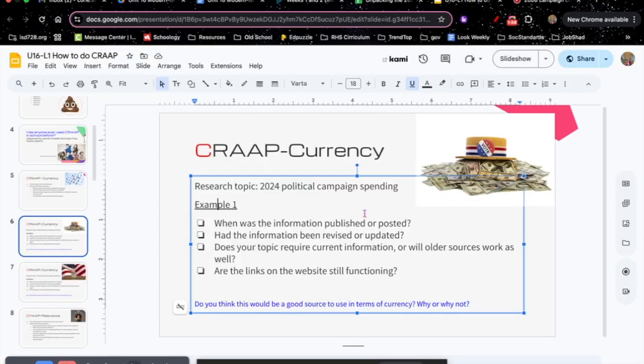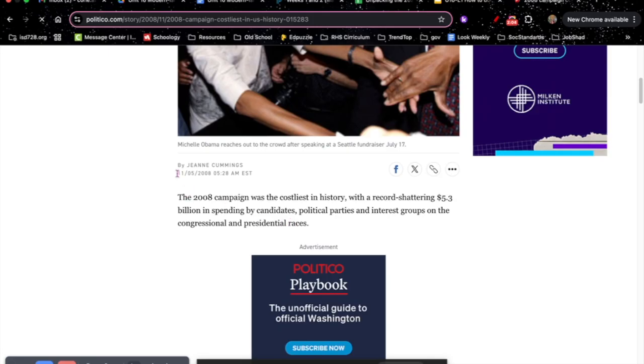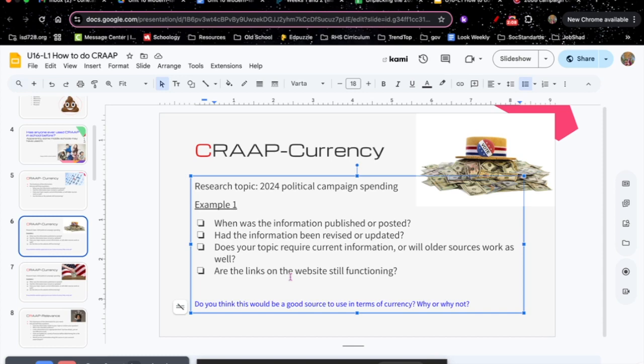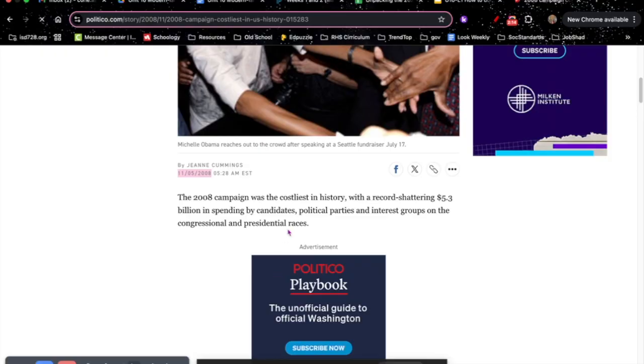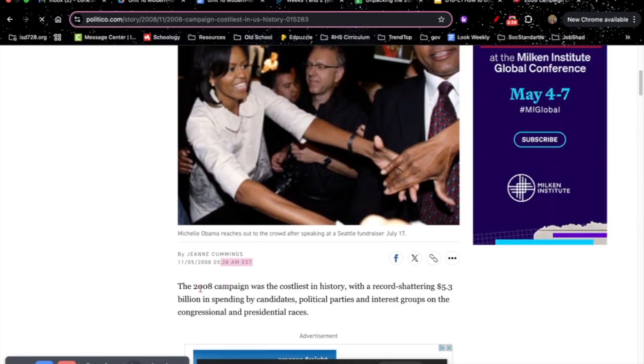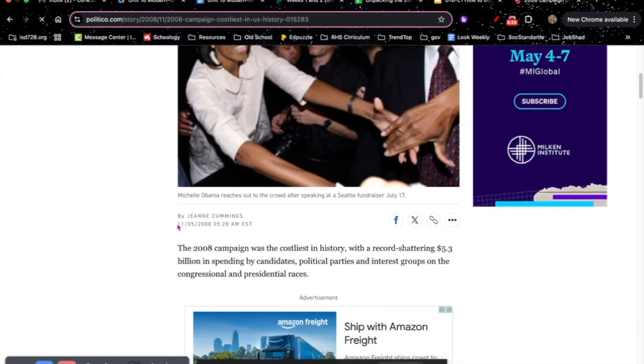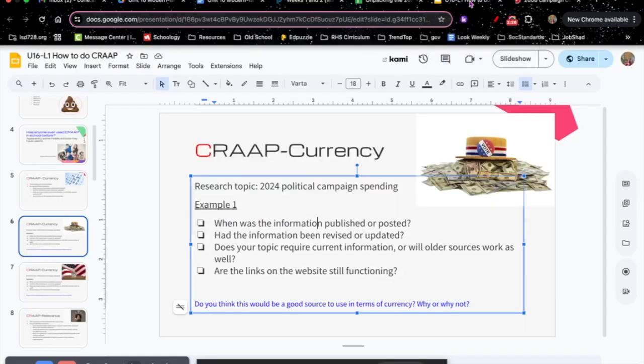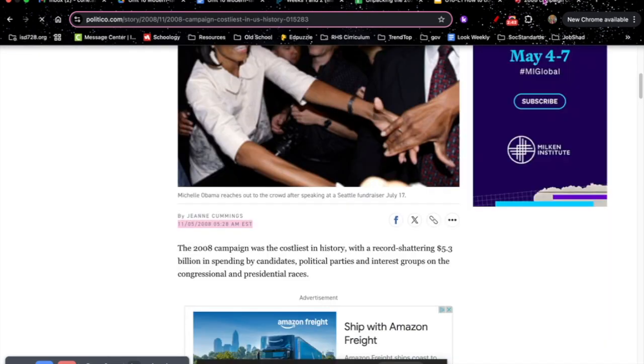All right, so let's go back. When was this information published or posted? It was published in November of 2008. Had the information been revised or updated? Let's take a look. This is a news article. Typically, if news articles are revised or updated, it'll say pretty much towards the top, typically under the first big picture or under the title. It looks like no, it hasn't been updated since 2008. Does your topic require current information, or will older sources work as well? Ooh, that's a good question. My research topic is about the 2024 political campaign spending, and this is back in 2008.